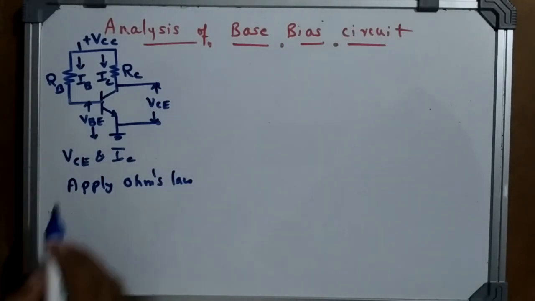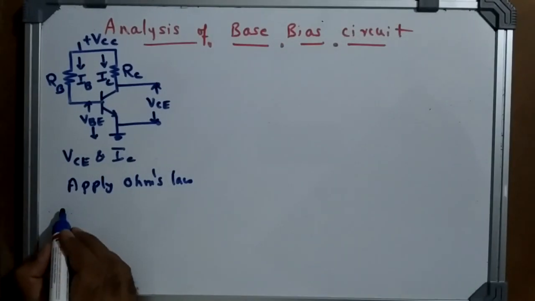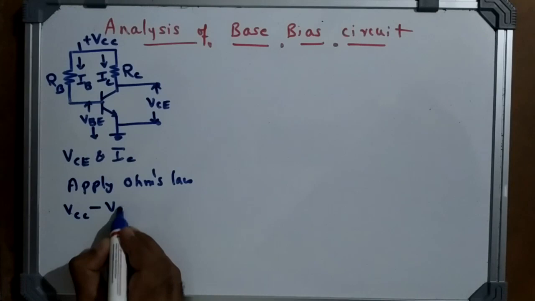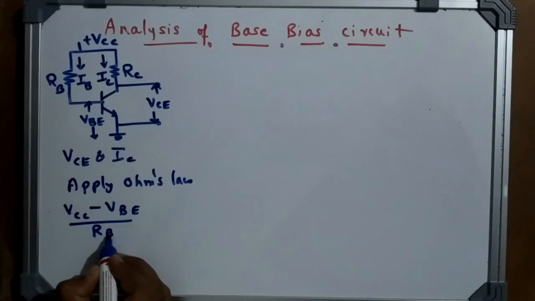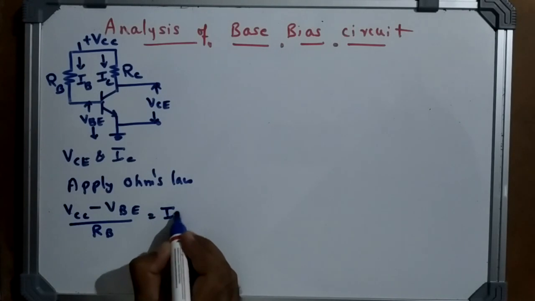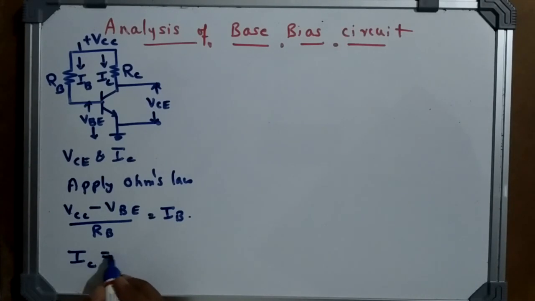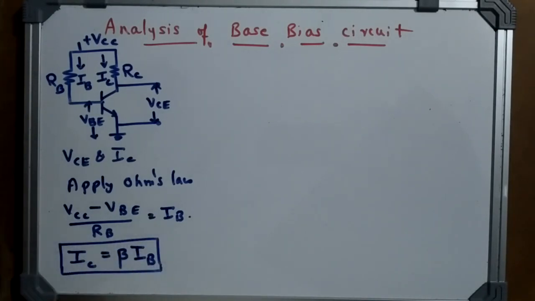Now to calculate IC and VCE, first we apply Ohm's law in the input loop, that is this loop. Therefore this will be VCC minus VBE divided by RB, that is equal to IB. This is the base current. Now from this we can calculate the collector current IC, that is equal to beta times IB. Now we got the expression for IC.